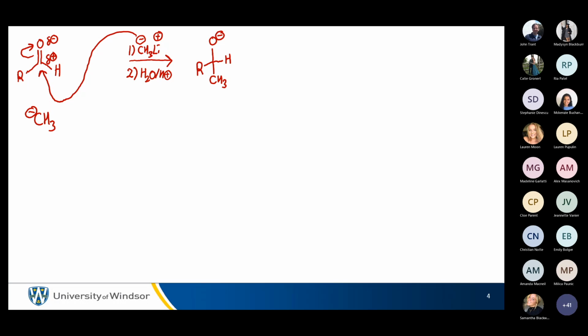Yeah, we formed a carbon-carbon bond. O minus is better, so it's not reversible. And it's not better by a little bit, it's better by a lot. O minus is good, C minus is bad. And we formed a carbon-carbon bond, and those are very unlikely to be reversible.